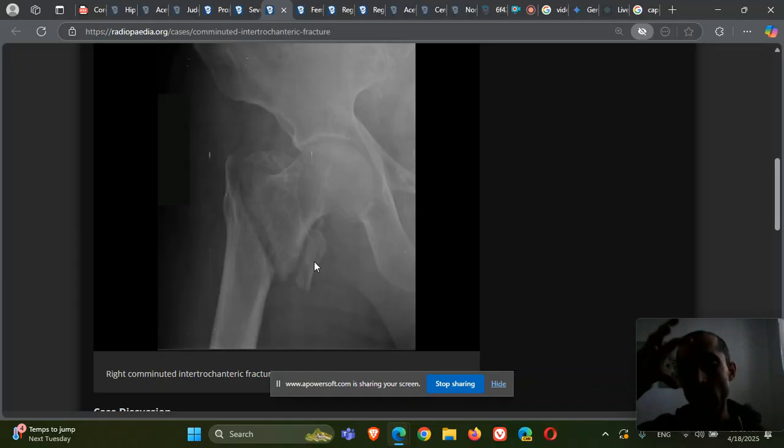The iliopsoas is strong, it should just protect the lesser trochanter. So when you see an isolated lesser trochanteric fracture, look for tumor, look for metastasis in this region, look for a pathological fracture from something. Okay.